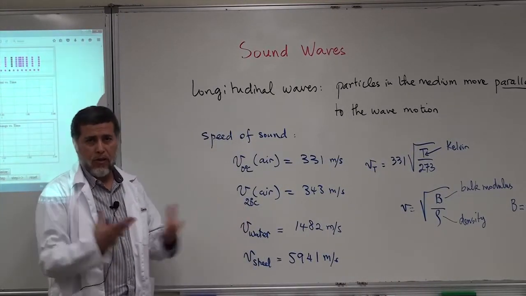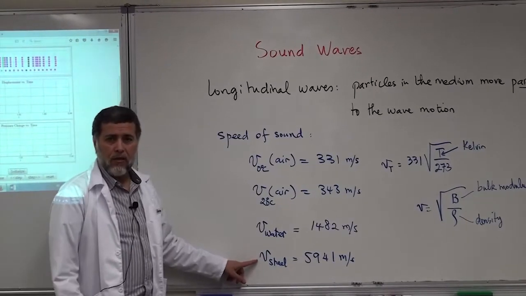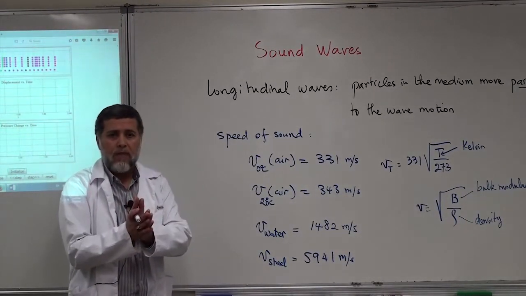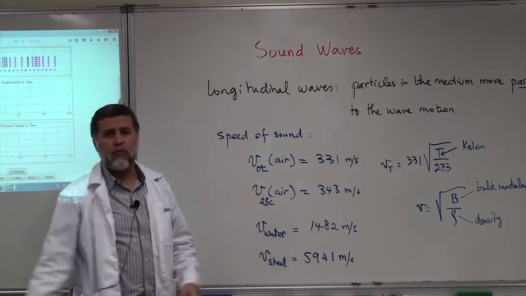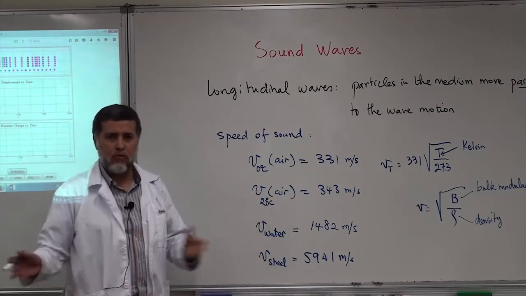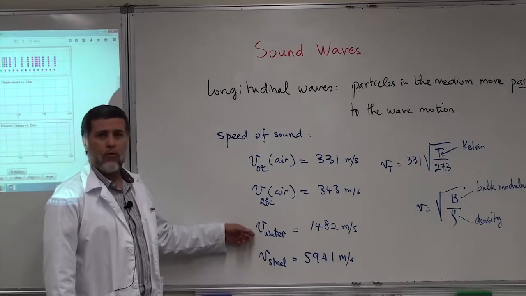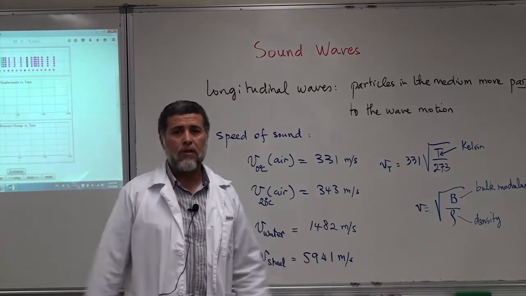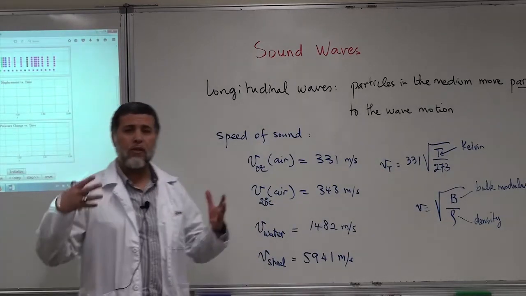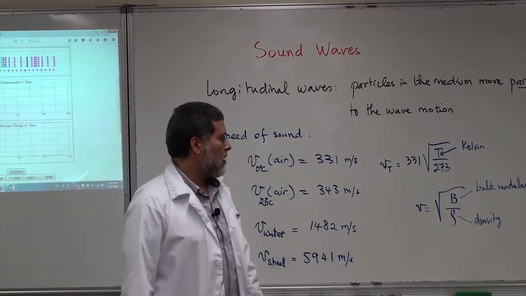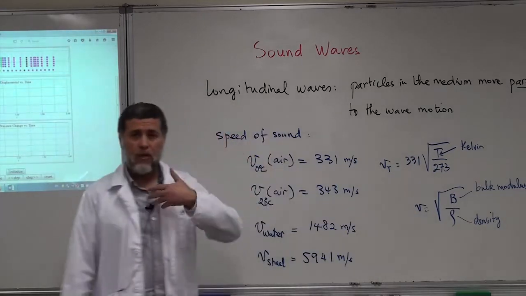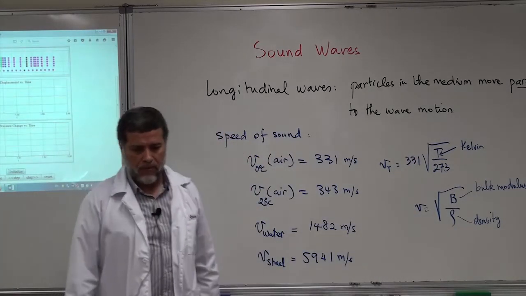Also, we should know that the atoms in the steel are very close to each other. Therefore, it's easier and faster for the sound to move through the steel than through the water and through the air. As I told you, if there is a vacuum, the speed of sound will be zero, because we need a medium to have sound waves, which are longitudinal waves, moving in that medium.